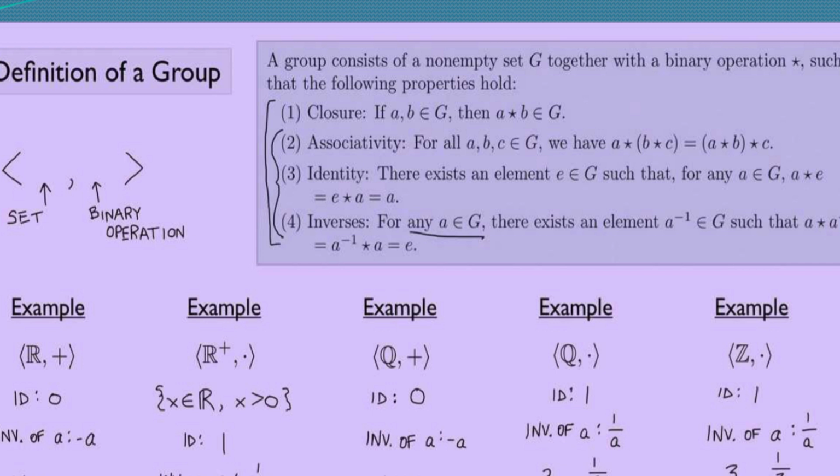Similarly R comma plus. For Q comma dot, that means multiplication, identity will be 1 and inverse will be 1 by a. And then an example for Z comma dot. Z is the set of integers. It will have positive values, negative values and 0, with multiplication. Identity will be 1 and the inverse of a will be 1 by a here. These are the examples for the group.